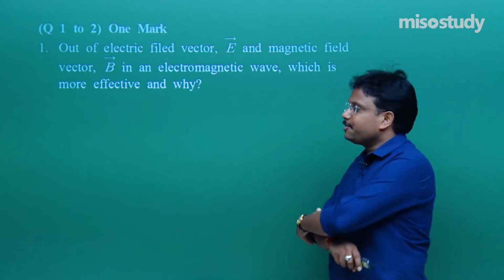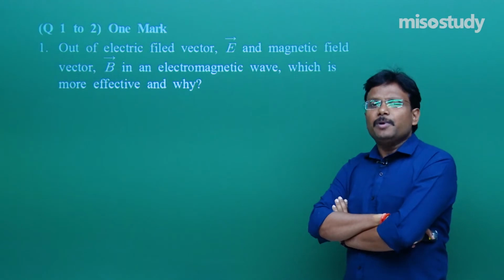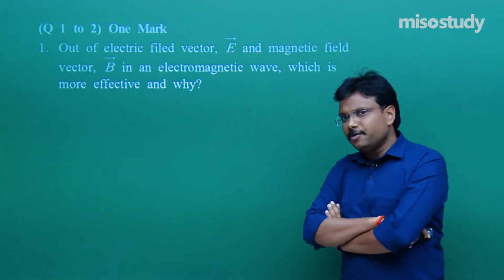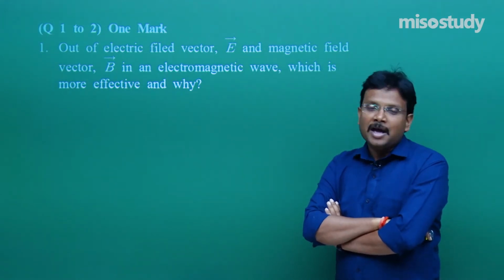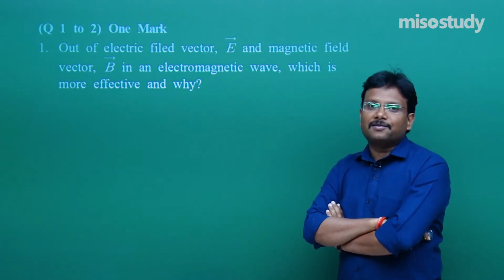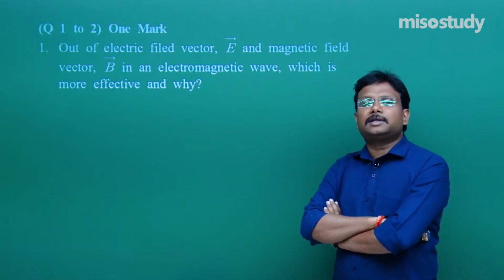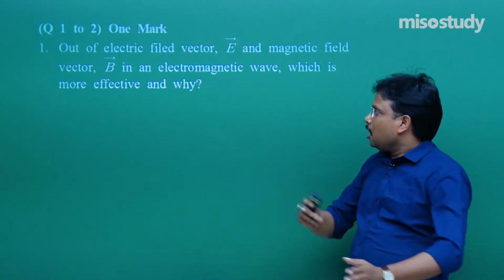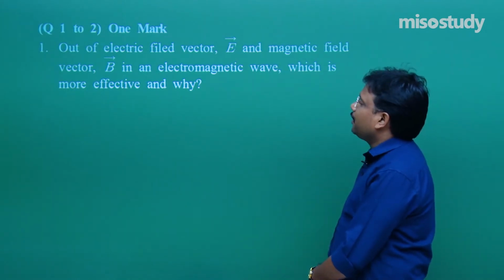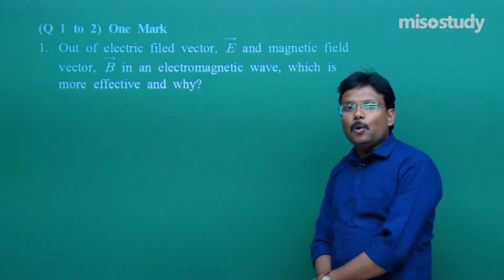Sometimes I fix this question specifically in this category. Sometimes you may feel I am going to get only 1 mark and the question is very long, can't help out. If the examiner decided to design the paper like this, you have to provide the answer. Yes, if you can save your time, then you can do that. So, the question is, out of electric field vector E and magnetic field vector B in an electromagnetic wave, which is more effective and why?